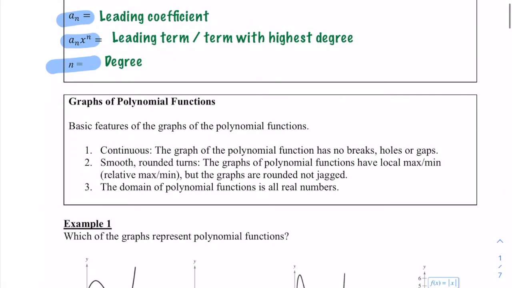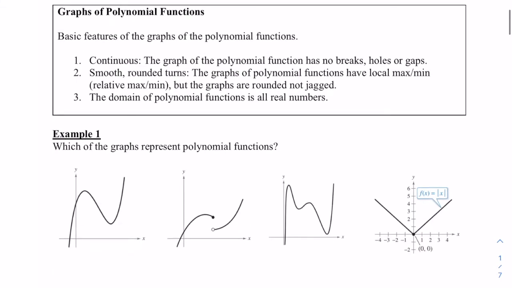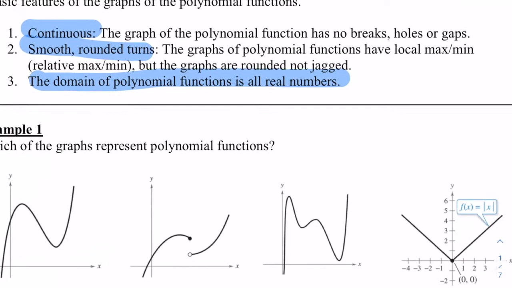When we look at graphs of polynomials, there's some basic features. The first is they are continuous, almost like a roller coaster. They're going to be smooth, have rounded turns. They won't have breaks, holes, gaps, or jagged ends. And the domain of polynomial functions is all real numbers. Or in interval notation, we would write negative infinity to infinity.